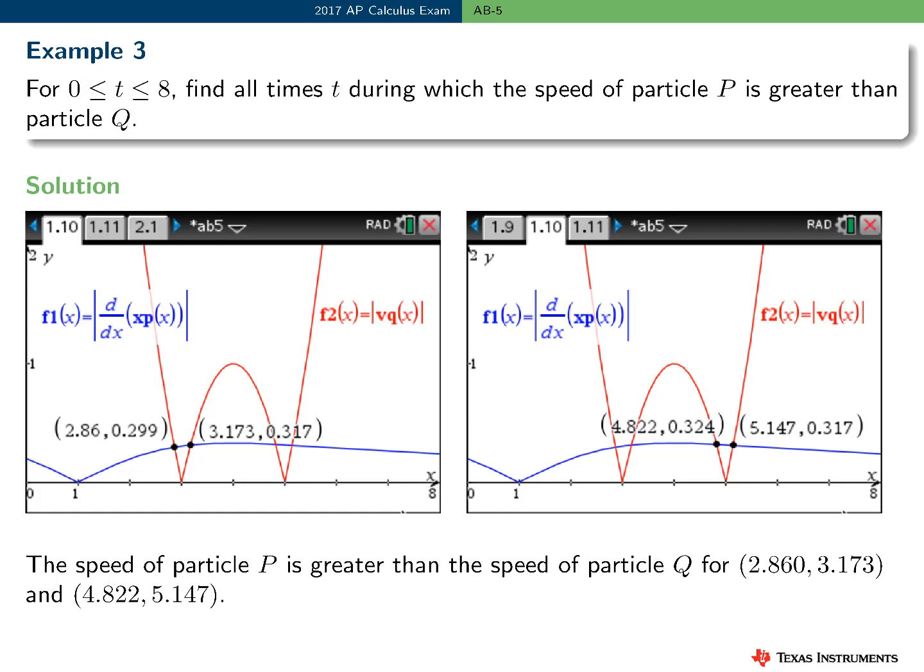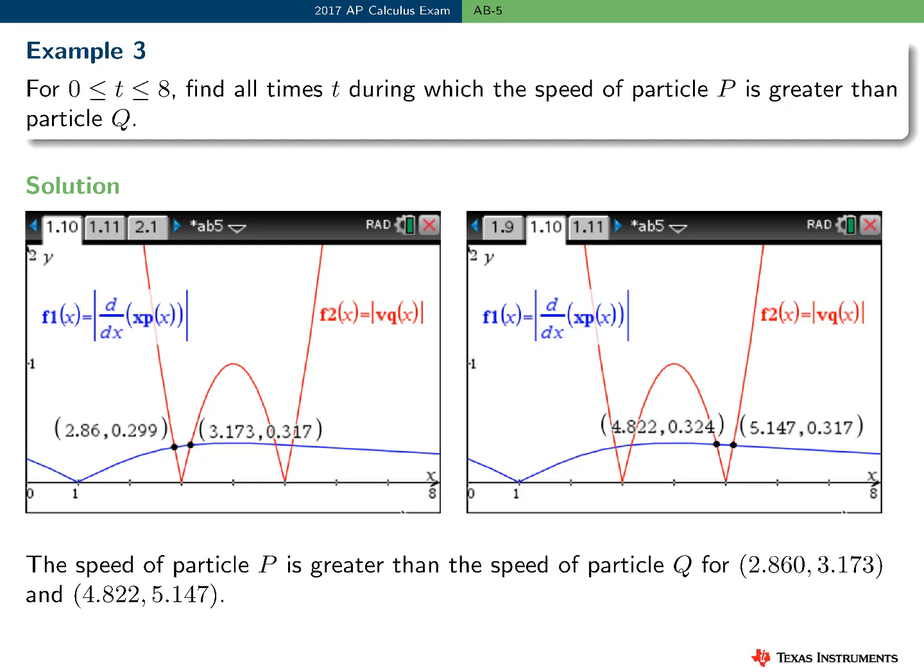The speed is the absolute value of the velocity. So I started by graphing both speed functions. The graph of the speed for particle p is in blue, and the graph of the speed for particle q is in red. Bluntly, I need to find those intervals on which the blue graph is greater than the red graph.